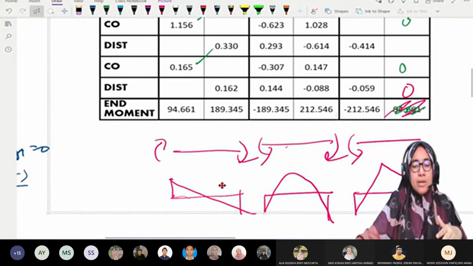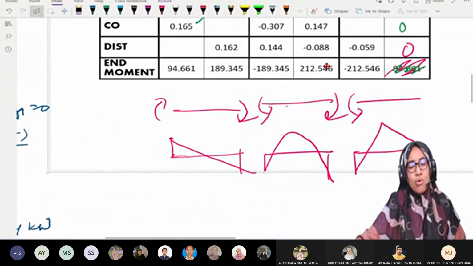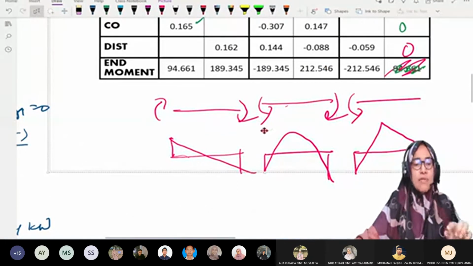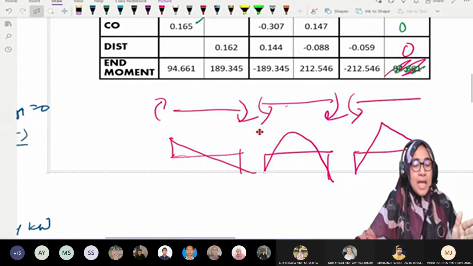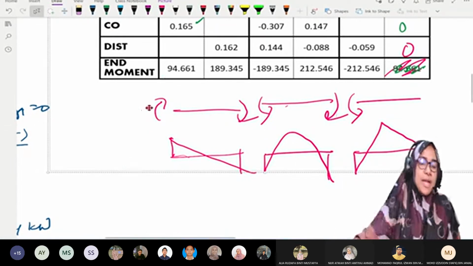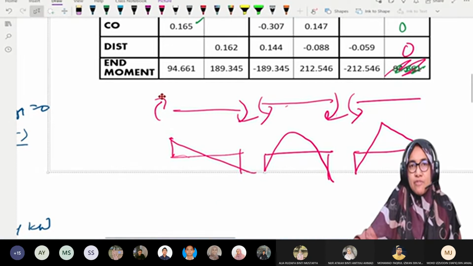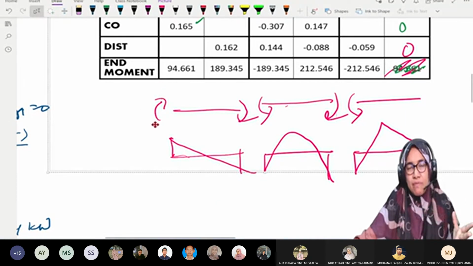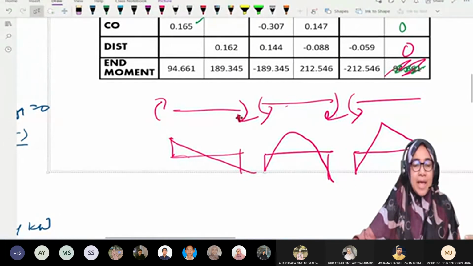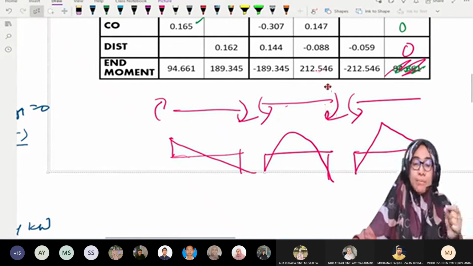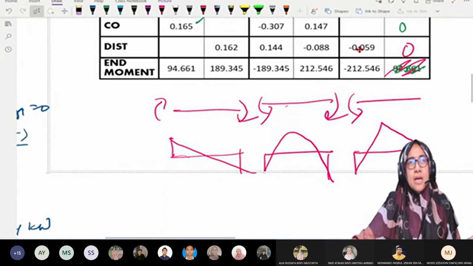Nampak tak saya buat the moment arrow tu? The moment arrow tu saya refer kepada sign pada setiap joint. Dekat A, positif. That's why I draw like this. This is positive moment based on kita punya sign convention. Okay, sign convention yang kita dah set. Okay, BA, positive is like this. And then BC, negative is like this. And then CB, positive is like this. And then for CD negative is like this. And last one is 0.